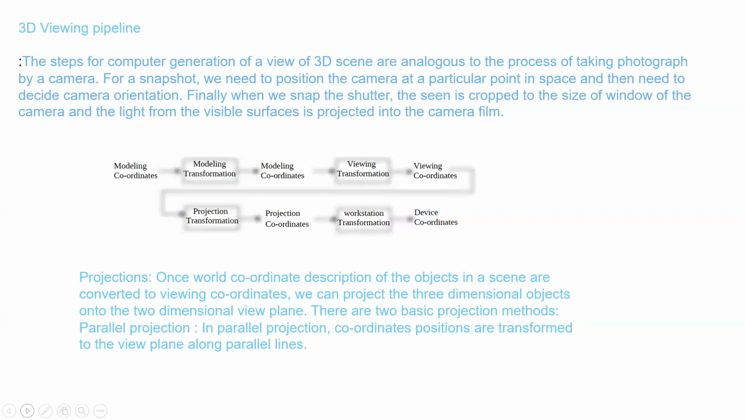Next, we'll see what are projections. So once the world coordinate description of the objects in a scene are converted into the viewing coordinates, we can project the three-dimensional objects onto the two-dimensional view plane. There are two basic projection methods. So that is nothing but the parallel projection. So in parallel projection, coordinate positions will be transformed to the view plane along the parallel lines.